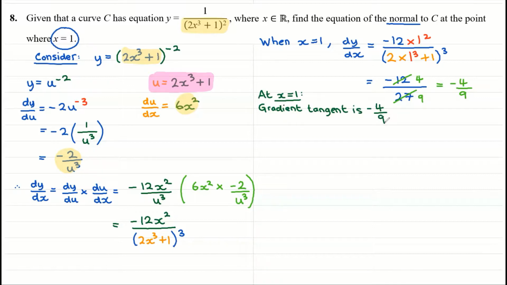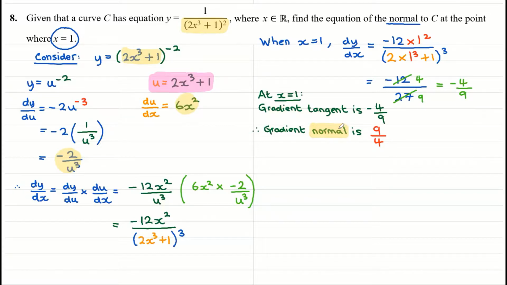So we need the gradient of the normal. Therefore, the gradient of the normal is going to be the negative reciprocal of that. So change the sign and flip it. Remember, it's the normal that we wanted. It's this which we're asked for. So the gradient we're going to use is 9 over 4. If you forget to do that, obviously it's going to make your equation wrong.